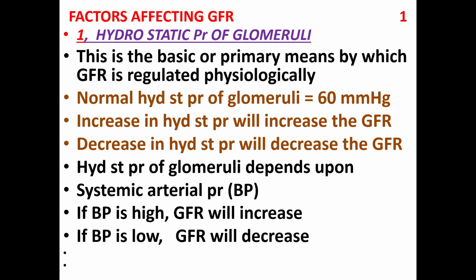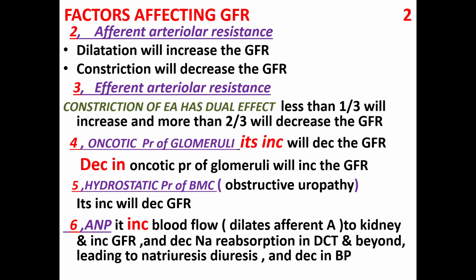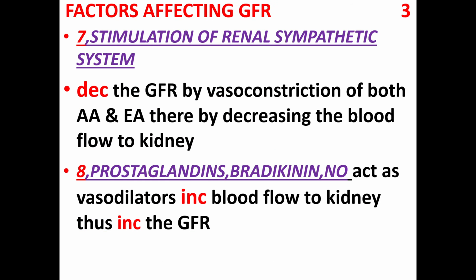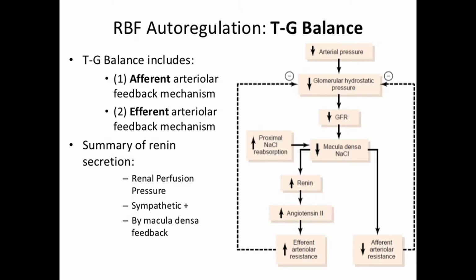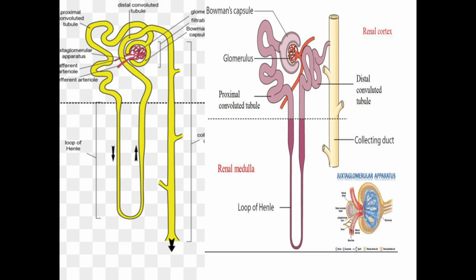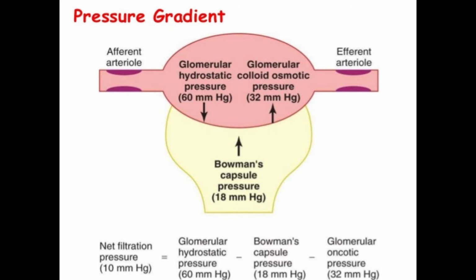The first thing. Second is the afferent arteriolar resistance and efferent arteriolar resistance. These are the two very important things. Afferent arteriolar resistance is very simple. I would like to move to a diagram. Here it is. This is your afferent arteriole, which is draining the blood into the glomerulus.